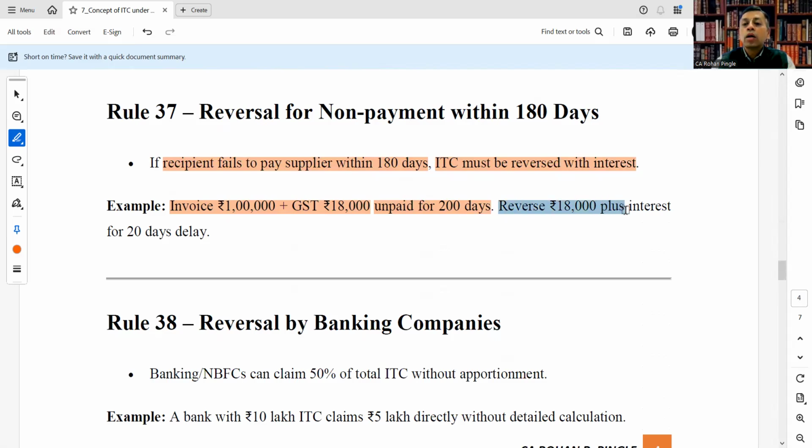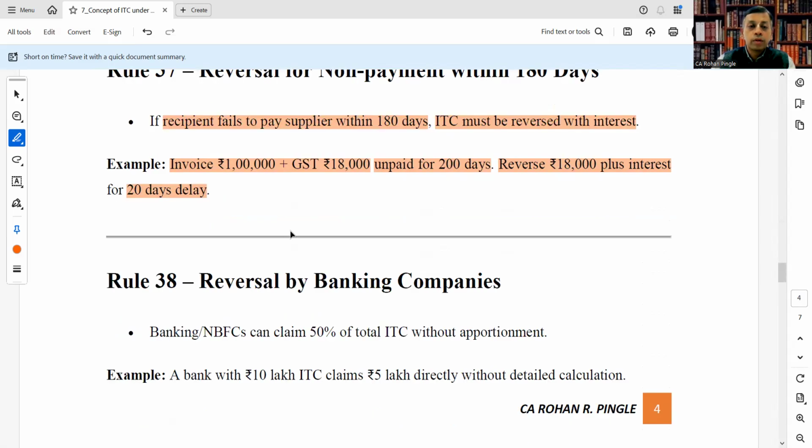Reverse rupees 18,000 plus interest for 20 days delay. Delay is how much? 20 days. So your calculation of interest would be based on those 20 days. Okay, it does not cover all the days. It will be required to pay the interest and penalty on the days we have exceeded. So we have to pay for 20 days in the given example.